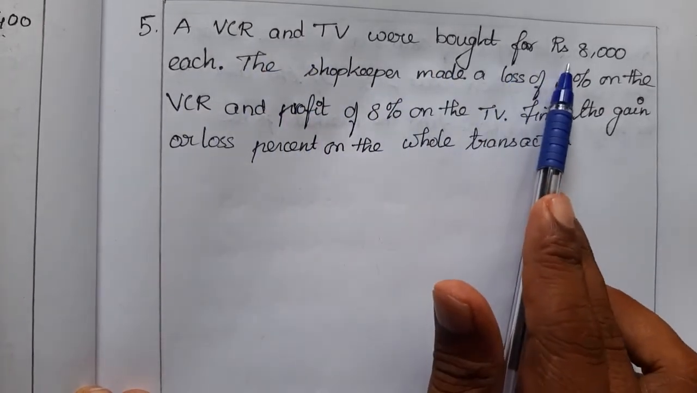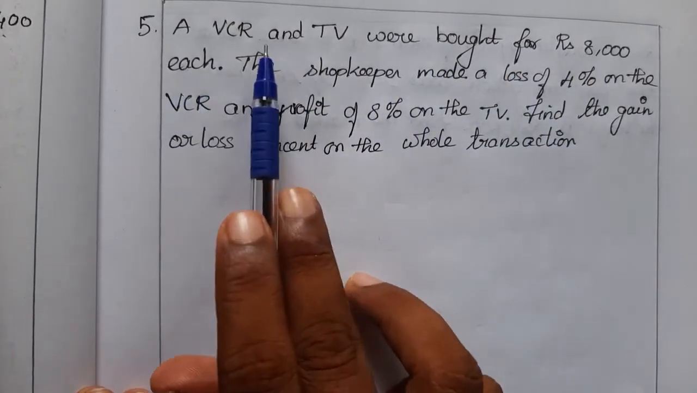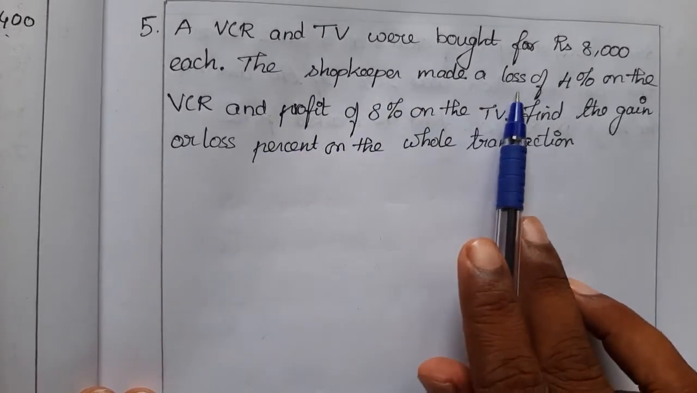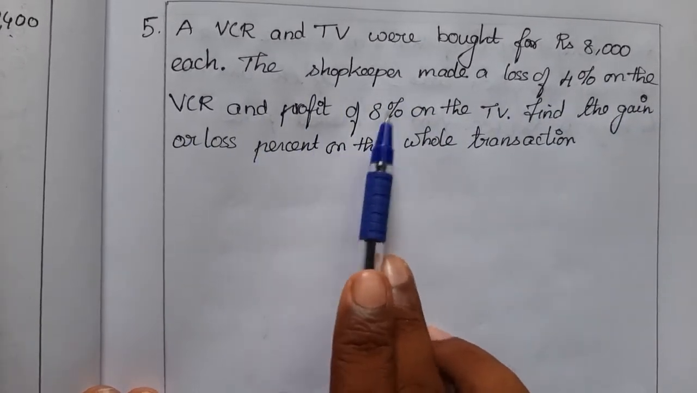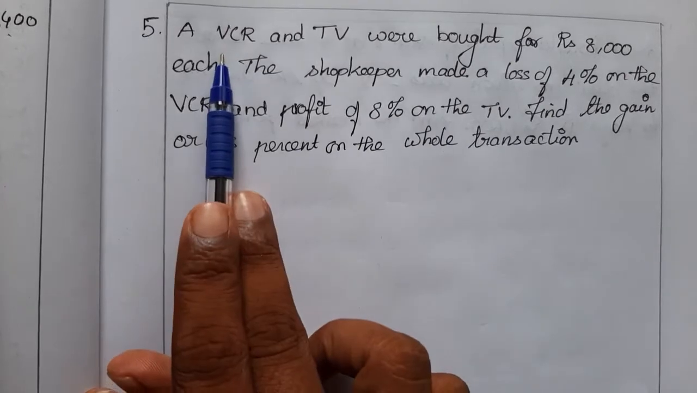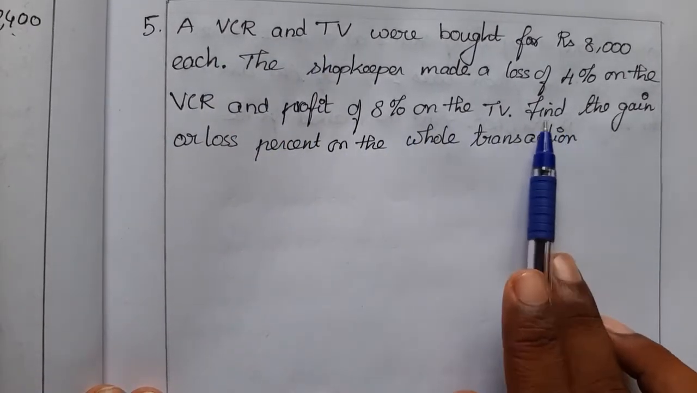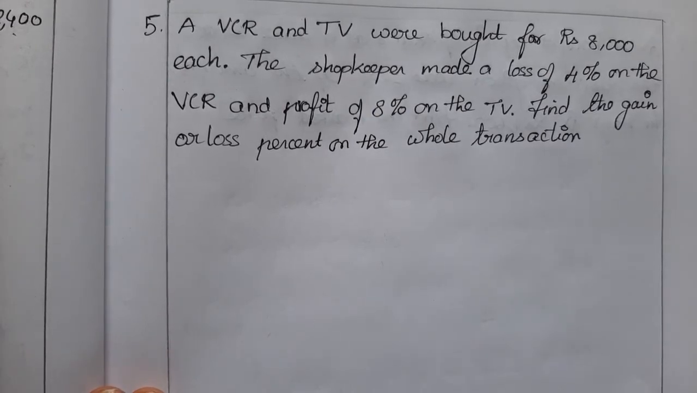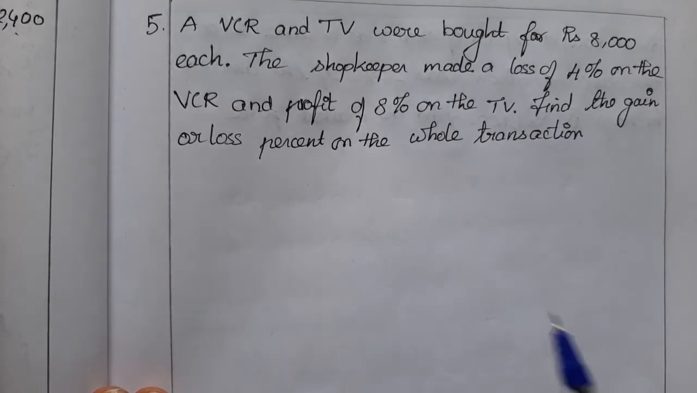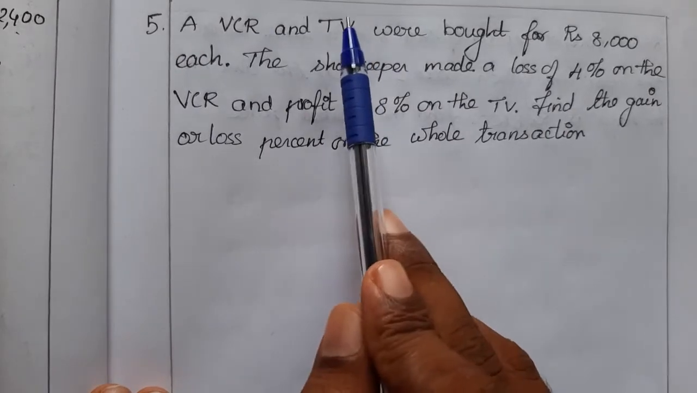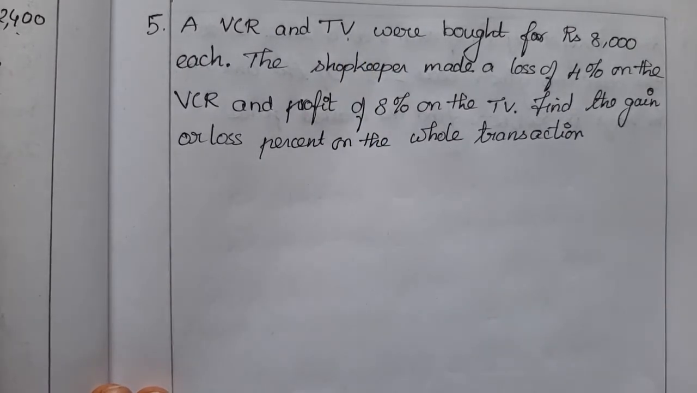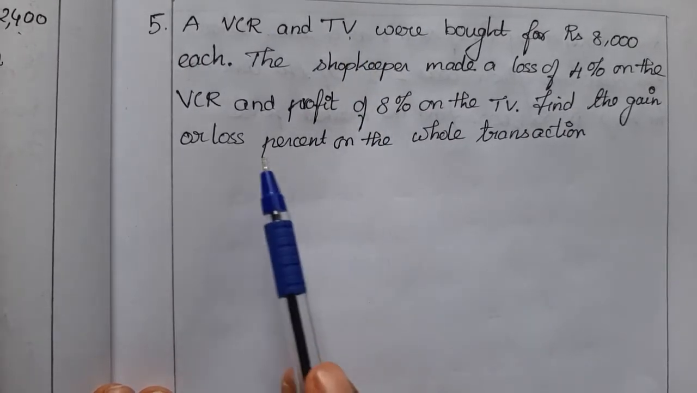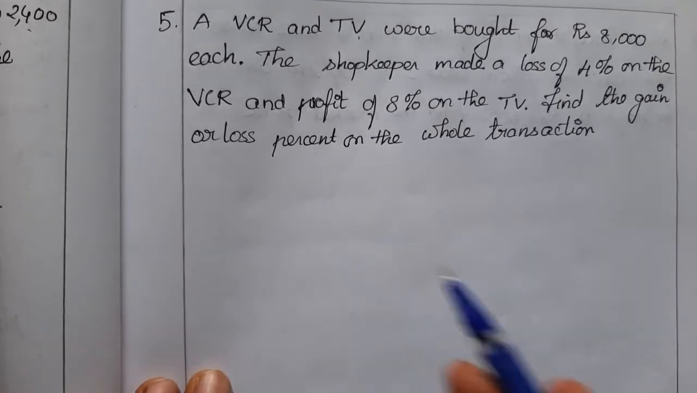A VCR and TV were bought for rupees 8,000 each. So each is 8,000. The shopkeeper made a loss of 4% on the VCR and a profit of 8% on the TV. So the VCR is 4% loss and 8% profit on the TV. Find the gain or loss percentage on the whole transaction. So we have to know the selling price of the VCR and the selling price of the TV. Then we can compare and say whether it is gain or loss, and we have to find the percentage.